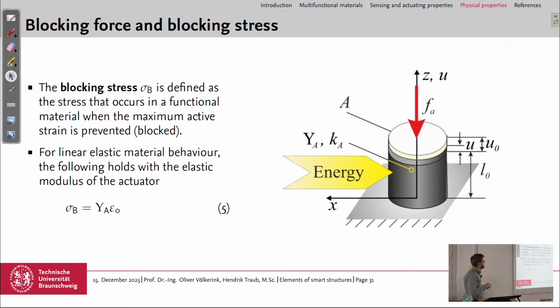So blocking stress, we have already defined on the slide before, but just for completion. Blocking stress, sigma B, is defined as the stress that occurs in the material when the maximum active strain is prevented or blocked. So if we could apply the maximum strain, but we block it with an external force, then we get the blocking stress, the maximum stress. And for a linear elastic material, we have just Hooke's equation. So sigma B, the blocking stress, is the Young's modulus of the actuator times the free strain in this case.